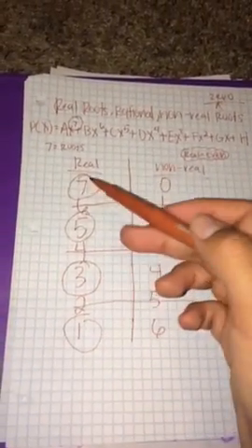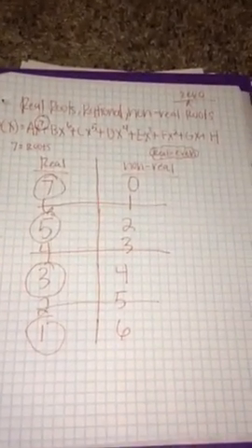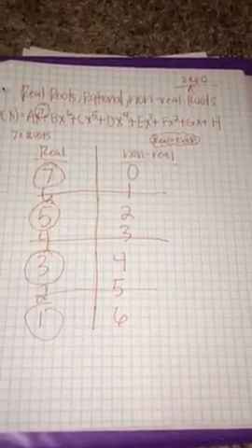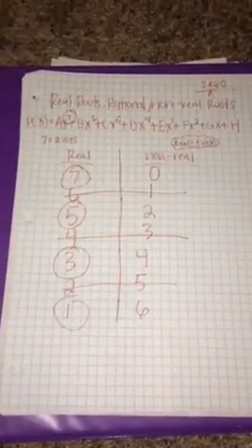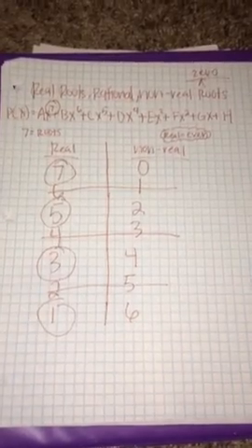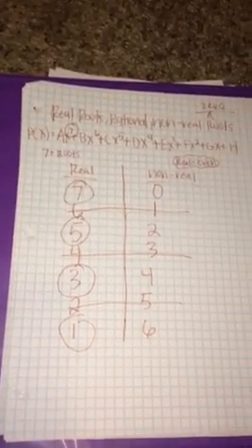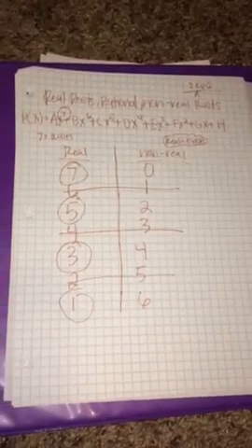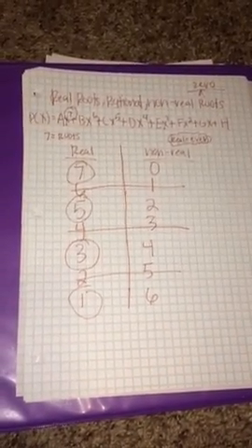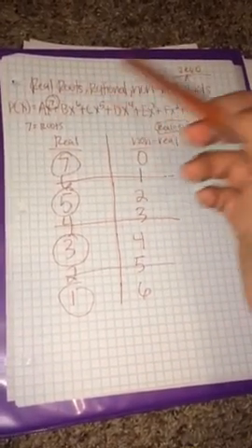So the real roots are 7, 5, 3, and 1. The non-real roots are 6, 4, and 2. And the way we know our actual overall root count is by looking at the highest degree. So that's how we got that. Once again, our real roots or zeros are 7, 5, 3, and 1, and our non-real roots are 6, 4, and 2. We got the highest number of roots by the highest degree.